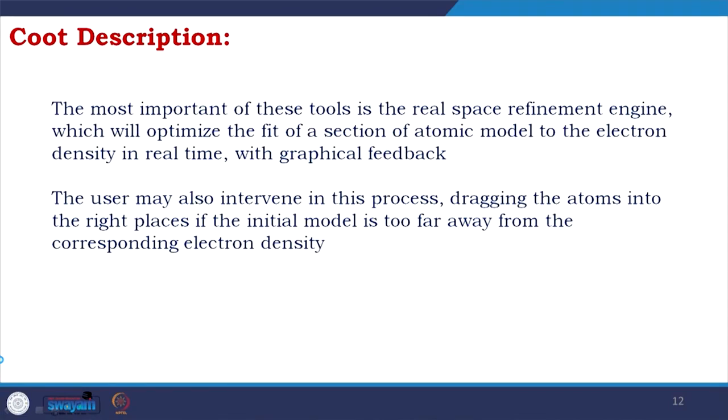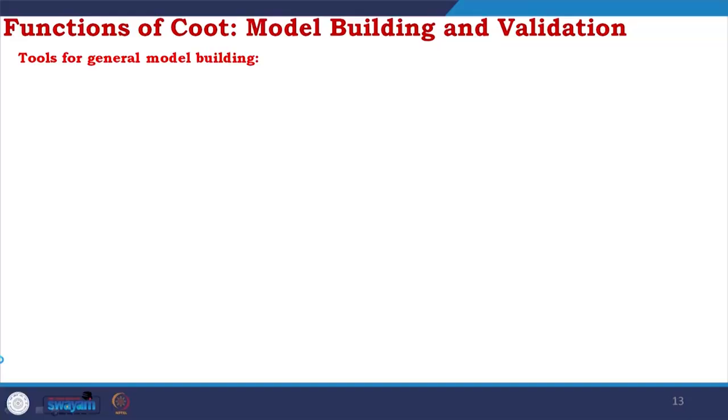The user may also intervene in this process, dragging the atom into the right places if the initial model is too far away from the corresponding electron density. So, one, there is automated based on the library, but then as a user you have sense and you could always utilize it. The functions of Coot is majorly distributed into model building and model validation. So, this is also what you could understand that though it is a visualization software, visualization interface is definitely there, but visualization is the least important thing.